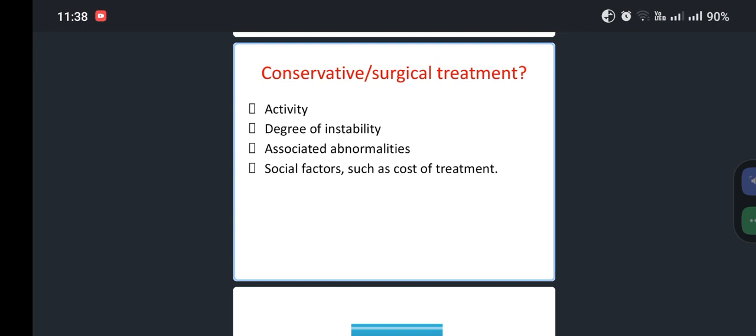So social factors can affect the choice of conservative or surgical treatment, because some patients cannot afford the repair charges, that is, the arthroscopic repair charges, so they have to go for conservative treatment of the ACL.